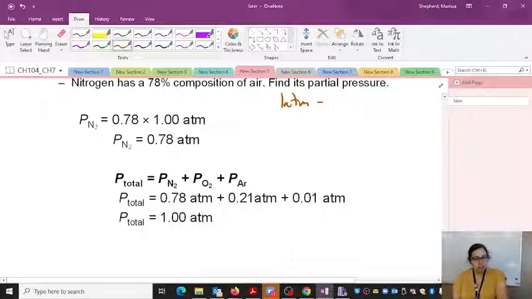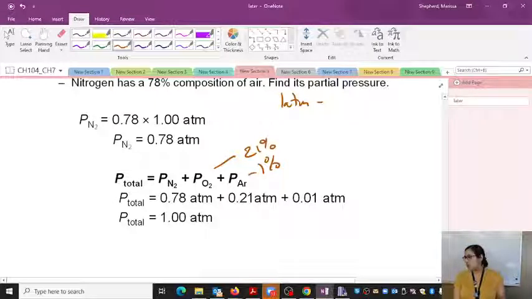And so you could do this for all the main components of air. These are just the main three here. Oxygen is 21% of the air, if you were to look at the composition. So you can just convert that, 0.21 times 1 atm gives us 0.21 atm. Argon, you can tell that's a trace amount, so 1% composition of air, and that would translate to 0.01 atm if our pressure total is 1 atm.